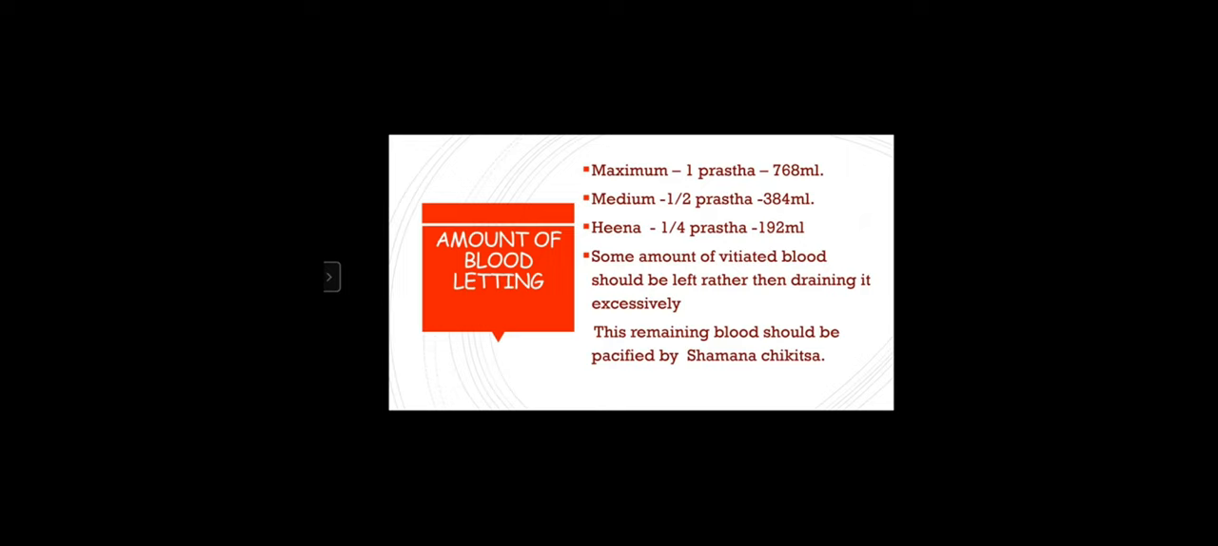Then uttama, madhyama and hina are explained. Actually, if we leave some little vitiated blood, it is not a problem, because we already know the importance of blood. Even if a little bit of vitiated blood remains, no problem. We can do shamana chikitsa for that. So we have to control it according to the capacity of the patient.